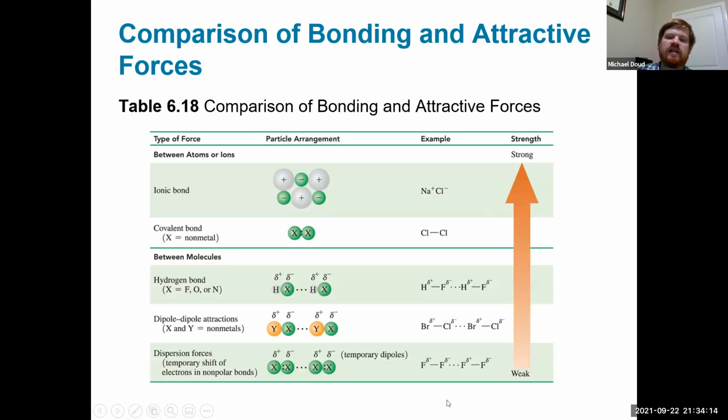So yeah, this gives us an idea of the relative strength of forces. So an ionic bond is going to be the strongest force. Then we have our covalent bond just below that. And then much, much farther down the line, we have these weaker intermolecular forces like hydrogen bonding, then dipole-dipole attractions, then dispersion forces.